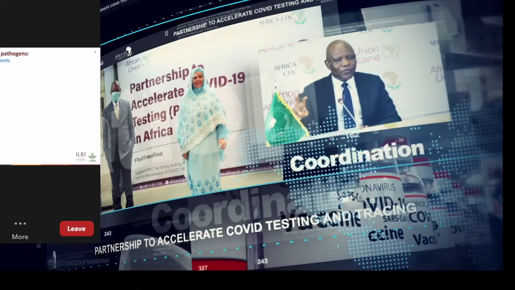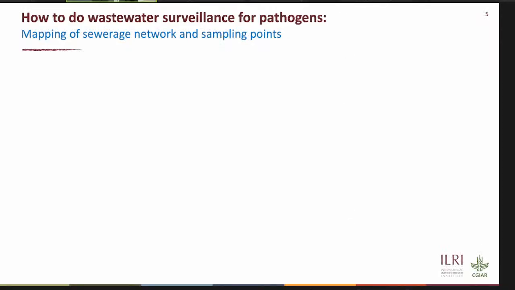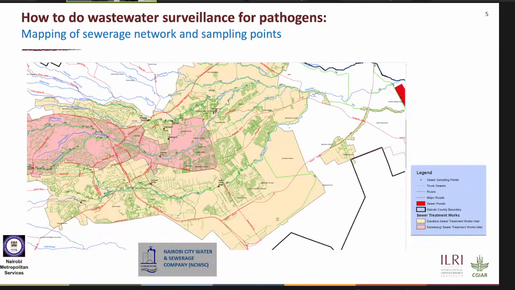So how do we do wastewater surveillance, particularly for pathogens? The first thing which is very important is for you to begin by mapping of the sewerage network. I will give an example here of the city of Nairobi, Kenya, where we had done a study on SARS-CoV-2, and we started by mapping out the sewerage network of the entire city. And I don't know whether it can be visible from your side, but those green networks represent the sewerage network of the city of Nairobi.